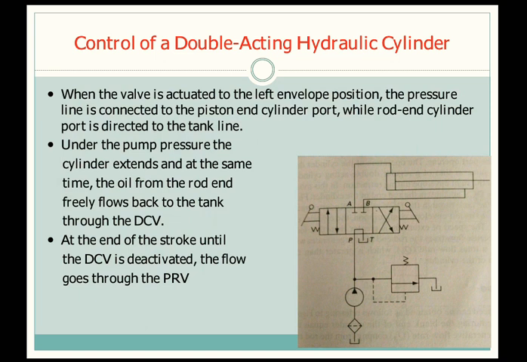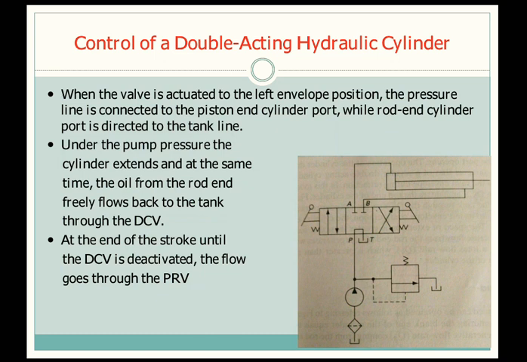Next, when the valve is actuated to the left envelope position, the pressure line is connected to the piston end, while the rod end is connected to the tank line. In the figure, when the left envelope is switched on, you can see that the pressure line is connected through P to A, the piston end, and the rod end B is connected to the tank line. So the cylinder extends in the forward direction.